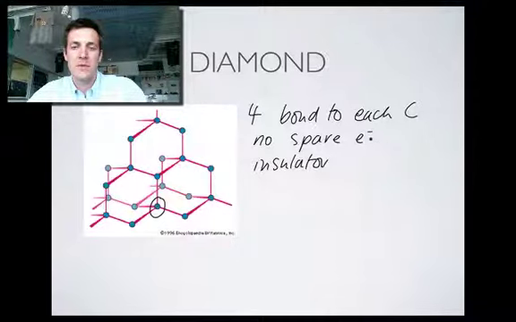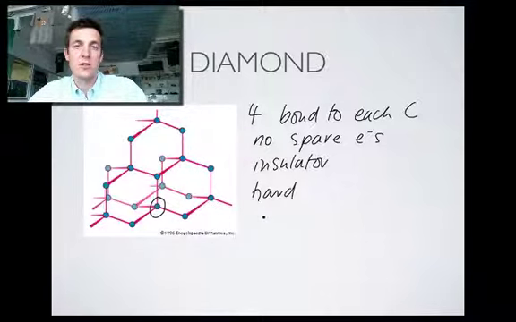Okay? There's no spare electrons. It's an insulator. It doesn't allow electricity to flow through it. There's no charged particles anywhere that can move around. Okay? In addition, it's extremely hard. It's the hardest substance we know. And that's because, unlike in graphite, where there were weak forces between sheets, all these atoms are joined together by these strong covalent bonds. There's none of these weak forces around. So diamond is extremely hard.